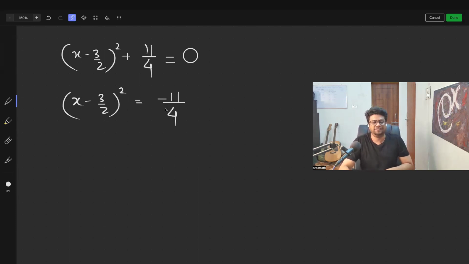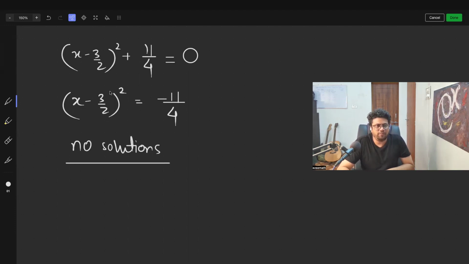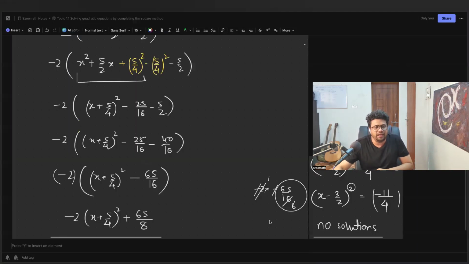Well, unfortunately, square of a number can't be a negative. So there are no solutions for this quadratic. Because x minus 3 by 2 squared, there's a square here, can't be a negative number. That is why there are no solutions to this quadratic. But if there was a positive number, I could have gone ahead. Let's look at another example where we can actually do it.